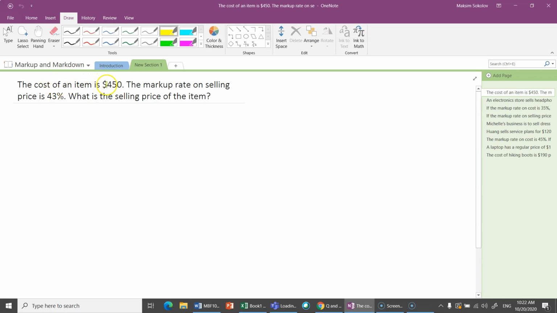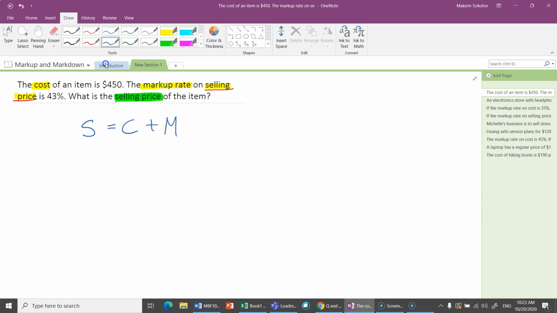Well, this problem involves only the cost and then markup rate on selling price. We have to be very careful that this markup rate is given here on selling price. That we'll be using in our solution. What we need to find is the selling price of an item. In this problem, we have three things involved. That is cost, selling price, and markup. Therefore, the formula that we'll be using is this. Selling price is cost plus markup.